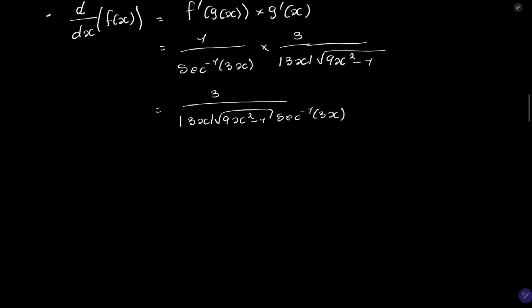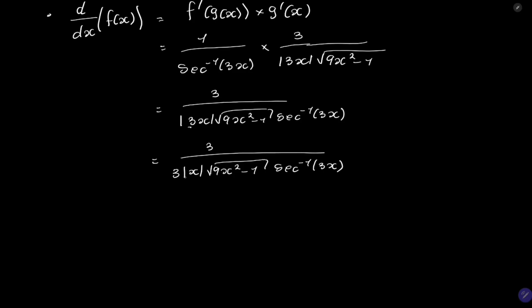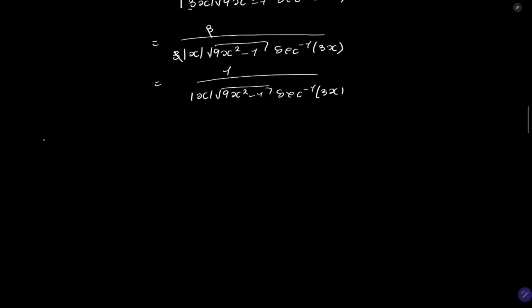So what we need to do then is simplify this solution. We have 3 divided by, this 3 can come out of the absolute value, leaving us with 3 absolute value of x square root of 9x squared minus 1 sec inverse of 3x. 3 cancels 3, leaving us with 1 on absolute value of x square root of 9x squared minus 1 sec inverse of 3x.